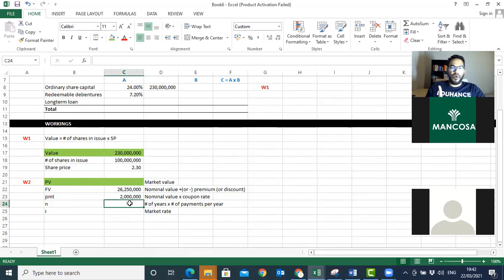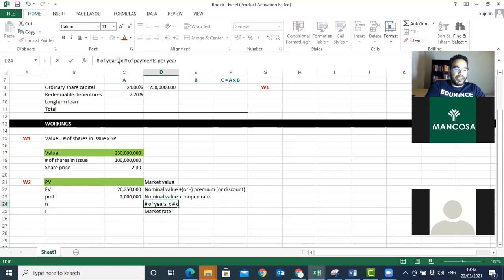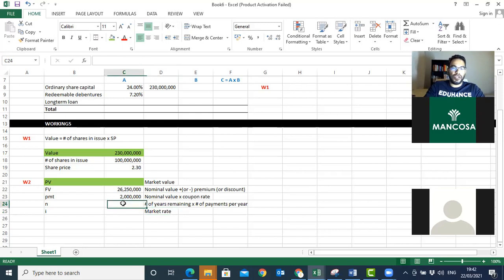Then N. What's important, we are working from the current date going forward. Our current date is 28 February 2018, and going forward is up until 28 February 2020. So there's 2 years left. So let me change this to number of years remaining, 2 years. Number of payments per year, 1. So N is 2, equals 2 times 1. Okay, and then the market rate is 10%.